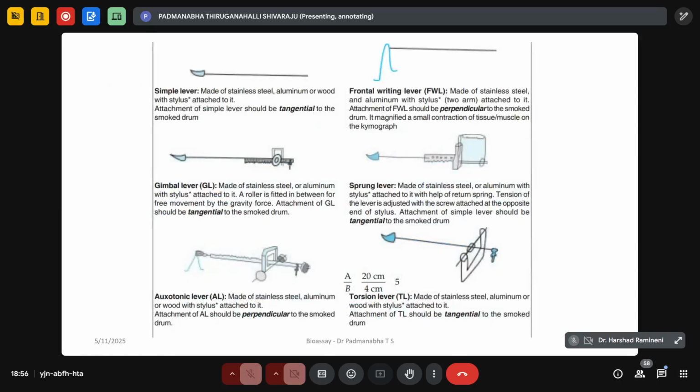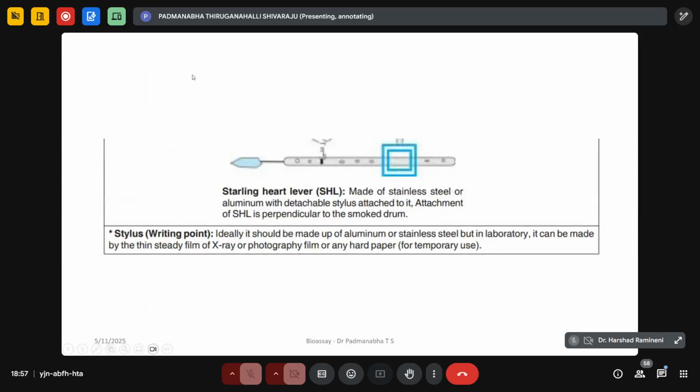So these are the other types of lever which we need to know. I'll not go into detail, just for a glance. Remember, we have a simple lever, gimbal lever, isotonic lever, frontal writing lever, sprung lever, and torsion lever. Usually many times we use a simple lever, which is made of stainless steel or aluminum or wood, with a stylus attached to it. This is the string and this is the stylus. This tip will be placed onto the kymograph drum. And this is the Starling heart lever, which will be used in the experiment.